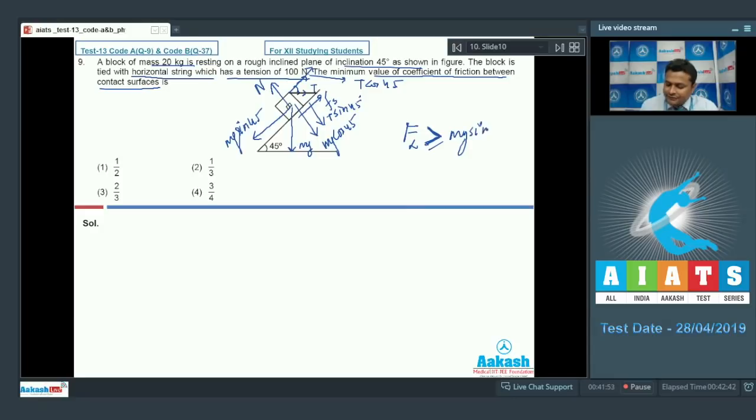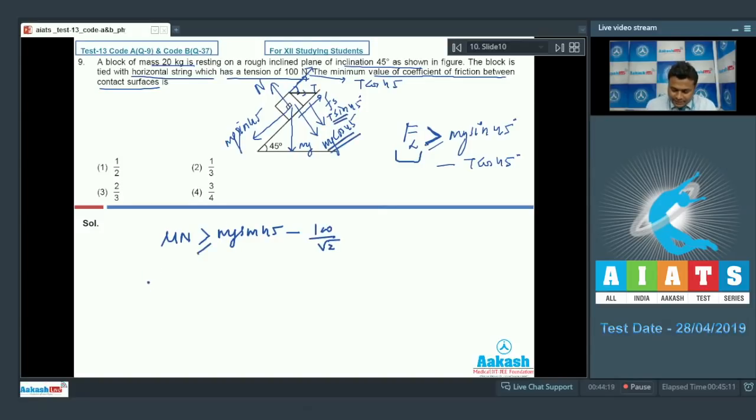mg sin 45 minus T cos 45 up the plane. Now let us solve. FL, the limiting value of friction, is given by mu into normal reaction, greater than mg sin 45 minus T cos 45. T is 100 upon root 2.